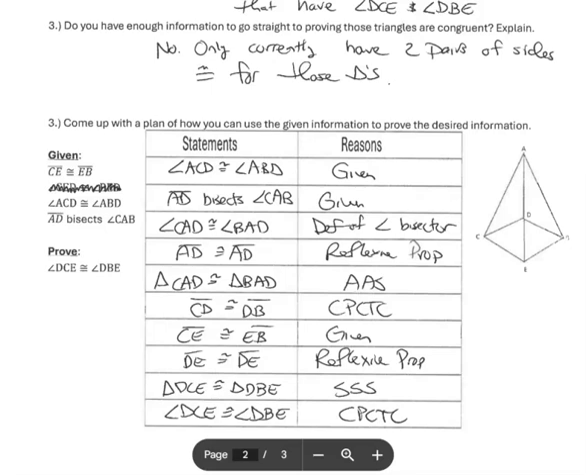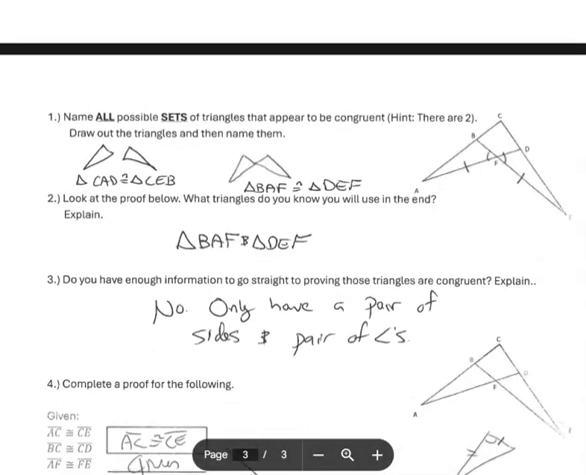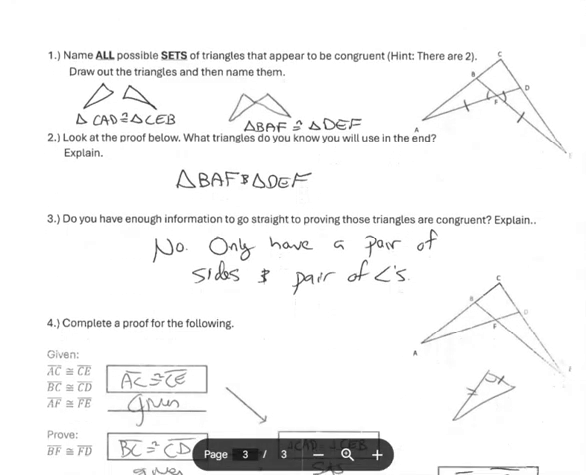The other thing is, make sure that you're not stating certain givens or parts of a proof until you actually need them. In this, you can see I did not say CE is congruent to EB at the beginning of the proof because it had nothing to do with those two triangles. It had to do with the other triangles. So that's basically it. You are going to be oftentimes working with two different triangles that you don't think you care about first, and then using those triangles. So in this case, name all possible sets of triangles that appear to be congruent.